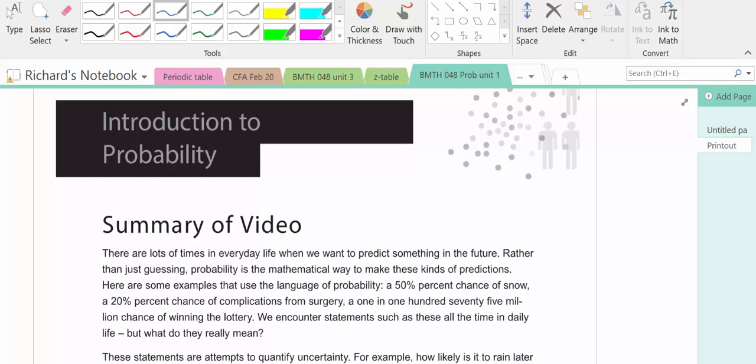Probability. Probability is in 4 units in math, 048. And at the end of the 4th unit, you write a unit test. Each unit has a quiz in Moodle that you need to complete.